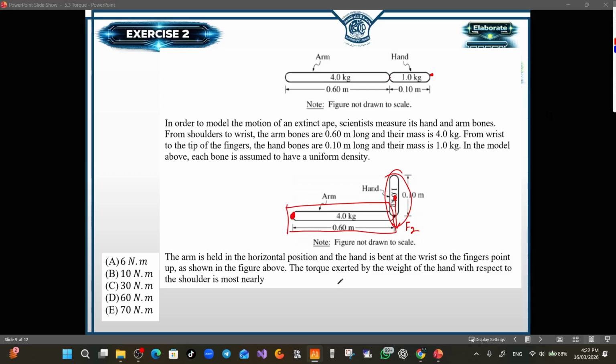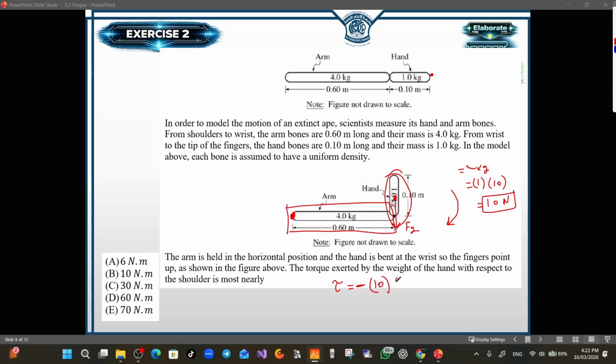So the torque due to this force of gravity is given by, first of all, this force is rotating the hand in this direction. So this torque should be negative because this direction is the clockwise direction. The force of gravity due to this part of the hand is given by mass times gravity. The mass here is 1. The gravity is 10. So the force is 10 Newton.